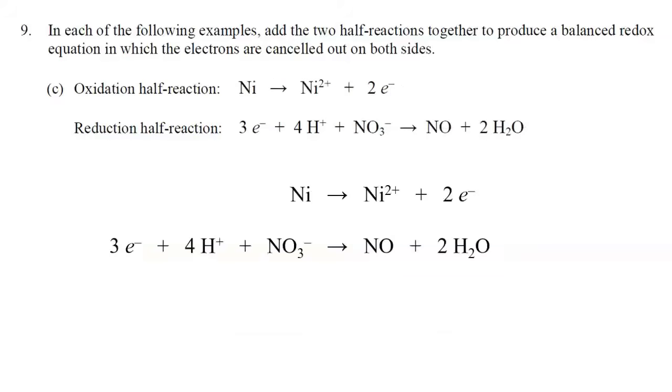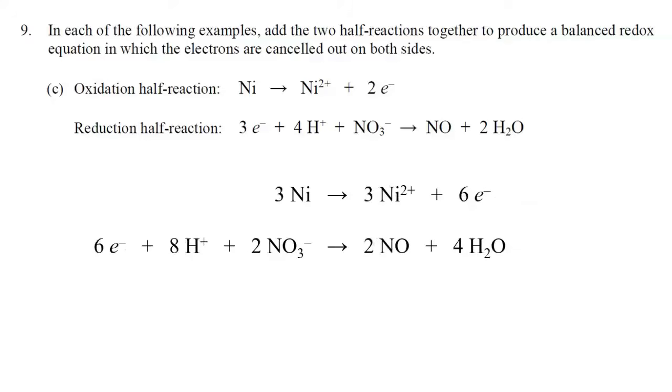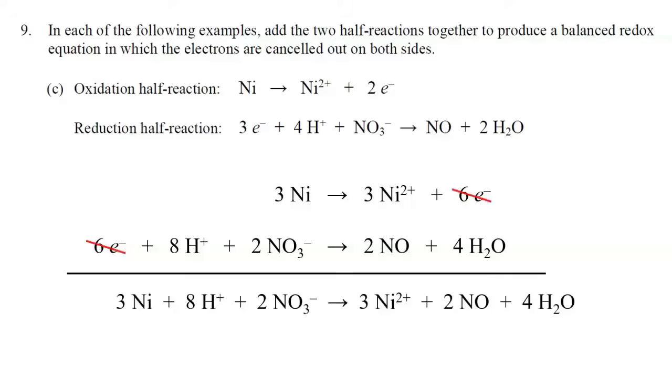We have an oxidation half reaction with 2 electrons on the right and a reduction half reaction with 3 electrons on the left. Since the least common multiple of 2 and 3 is 6, let's multiply the oxidation half reaction by 3, and we'll multiply the reduction half reaction by 2. When we do this, and we add the two half reactions together, the electrons will cancel out on opposite sides. So this is our overall equation.